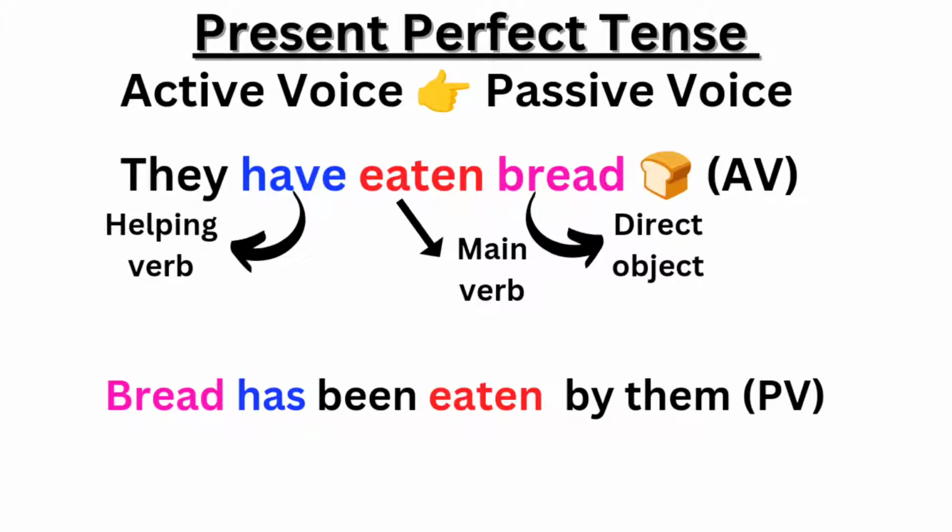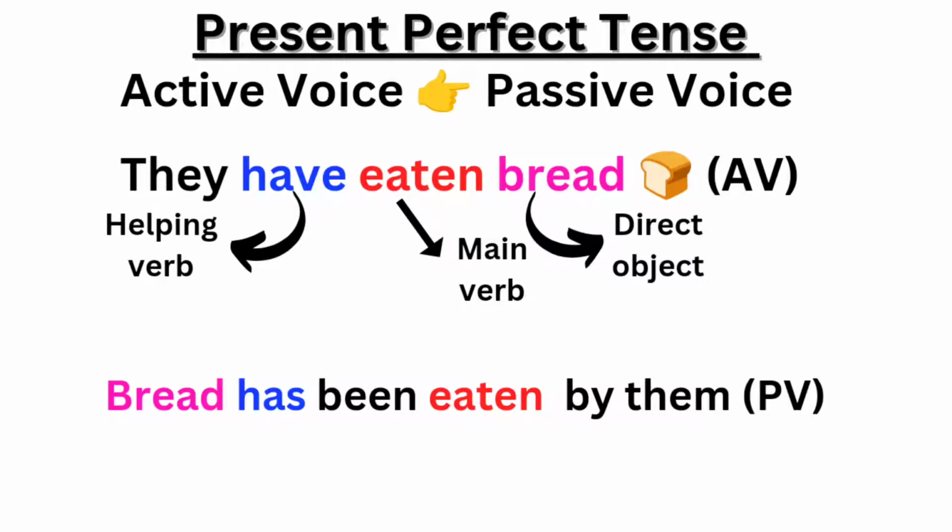When it comes to passive voice: Bread has been eaten by them. The object becomes the subject, and the subject becomes the object. And look at the preposition "by". It is used after the past participle verb, that is "eaten". And look at the be form, that is "been".